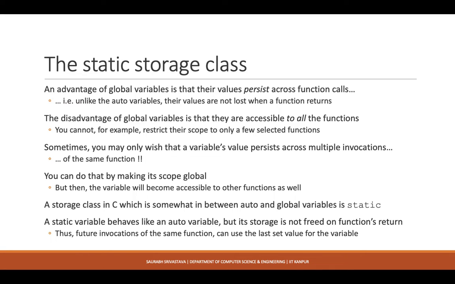What happens is, if you create a static variable within the function, it behaves pretty much like an auto variable. You can use it, read it, assign it, whatever you want. But when the function returns, its storage, wherever it is stored in memory, is not cleared. So when you make a call to that same function again in the program, you can use the value that you set the last time.